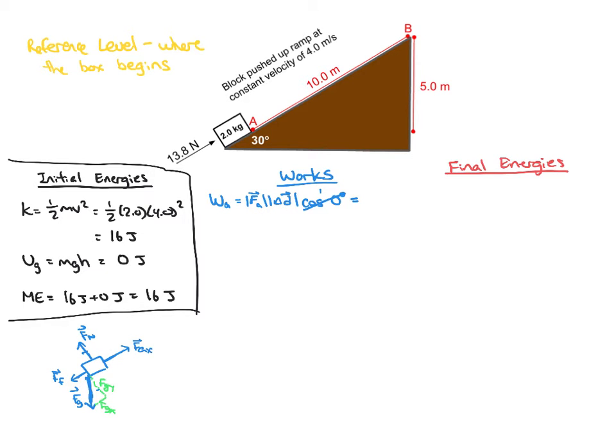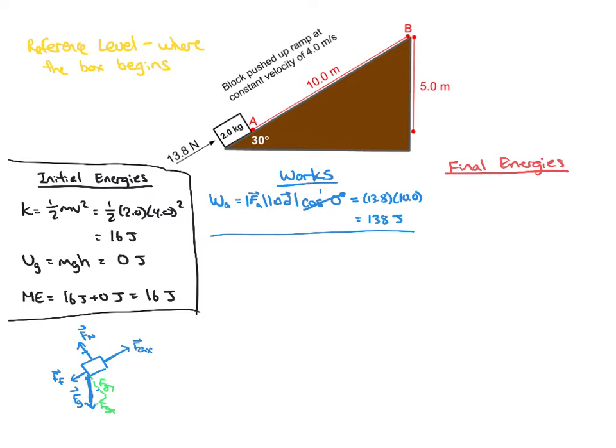So the applied force is 13.8 newtons. The displacement is 10.0 meters. So that gives a total of positive 138 joules. So that's the work done by the applied force. Secondly, I'll go with, what did they ask for next? Friction. Okay. And C is gravity.